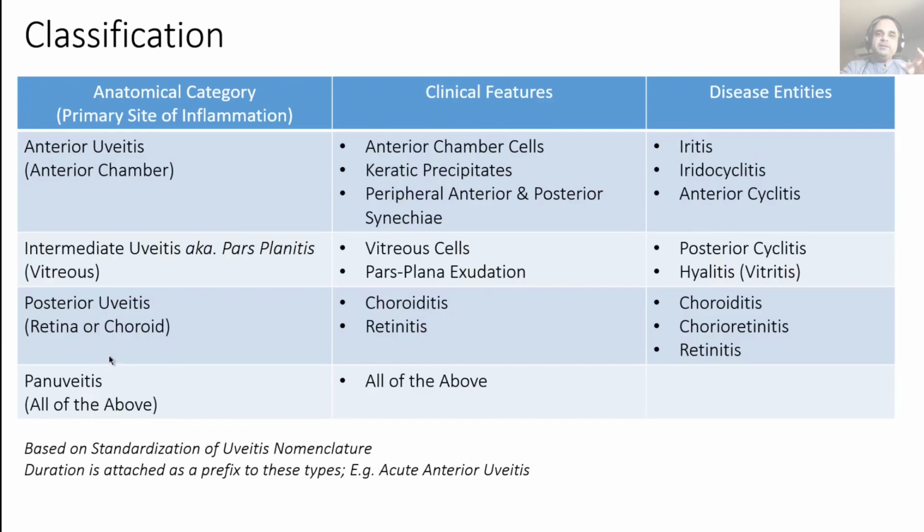Posterior uveitis, the primary site of inflammation is the retina or choroid. The clinical features that you see are of choroiditis and retinitis, and the disease entities are choroiditis, chorioretinitis, and retinitis, either inflammation of the choroid or retina separately or together. The reason I've not put clinical features here is because they appear very differently depending upon which layer is inflamed first, and you can't put down terminologies that would apply to all these disease entities. And panuveitis implies all of the layers are inflamed, all of these disease sites can be involved.